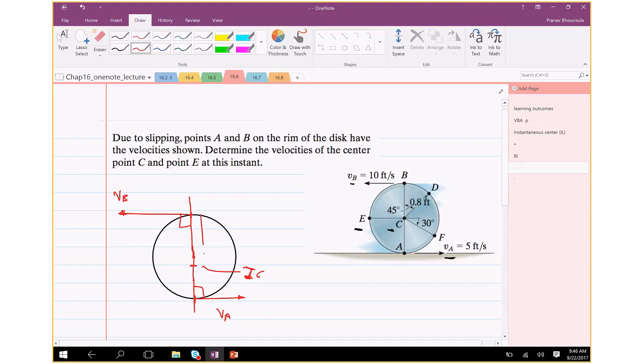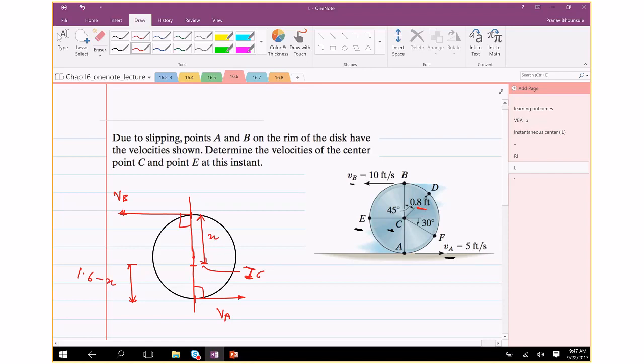In order to find the IC, let's call this distance x, where x is the distance from A to the IC. And clearly this distance between IC and B, and IC and A, it's going to be the diameter of the circle minus x, right? The diameter is, 0.8 is the radius, so 1.6 minus x.